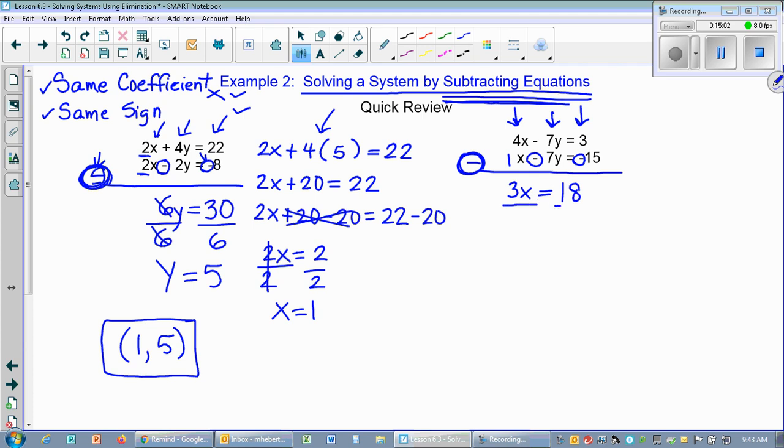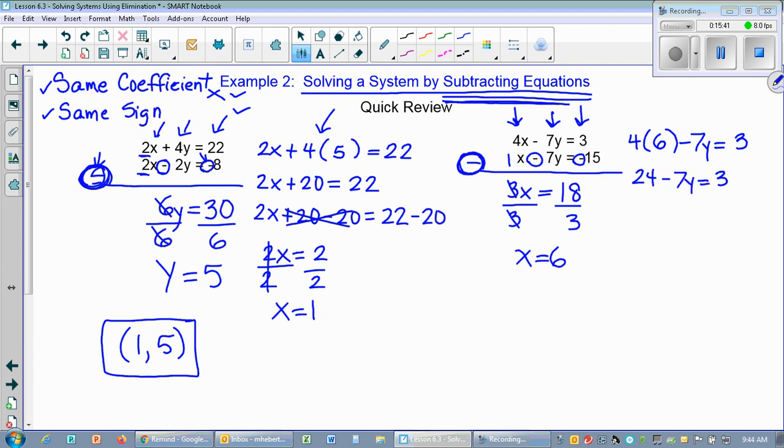We will now divide each side by the coefficient of 3. The 3's cross cancel each other out, leaving you with 1x. And 18 divided by 3 is 6. We're now going to go ahead and substitute the x into the first equation. So we have 4, again, I'm using parentheses to show substitution, minus 7y is equal to 3. I'm going to put my 6 into parentheses where I'm showing substitution. I will first solve 4 times 6, which is 24, minus 7y is equal to 3.